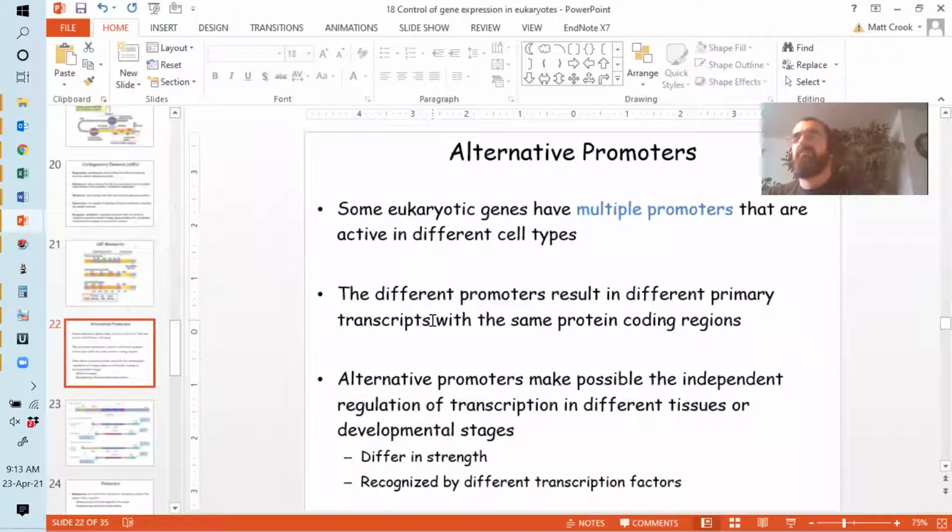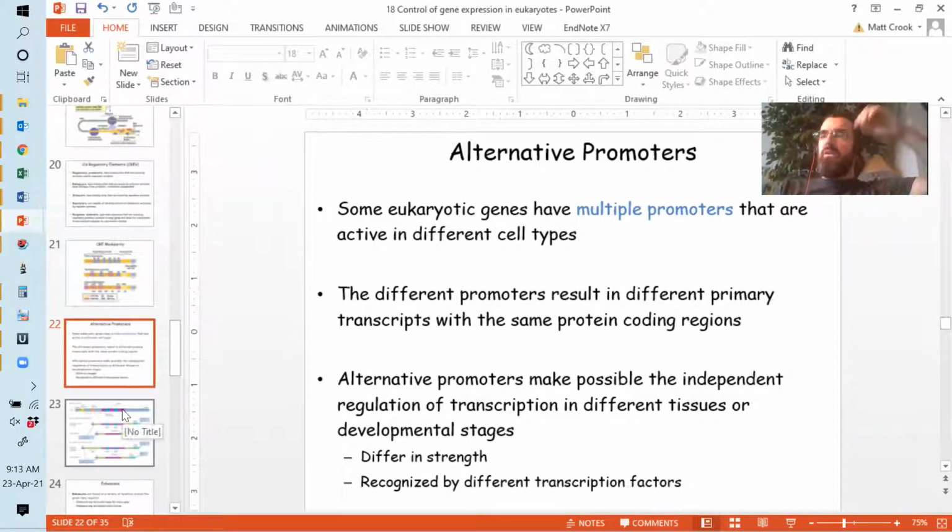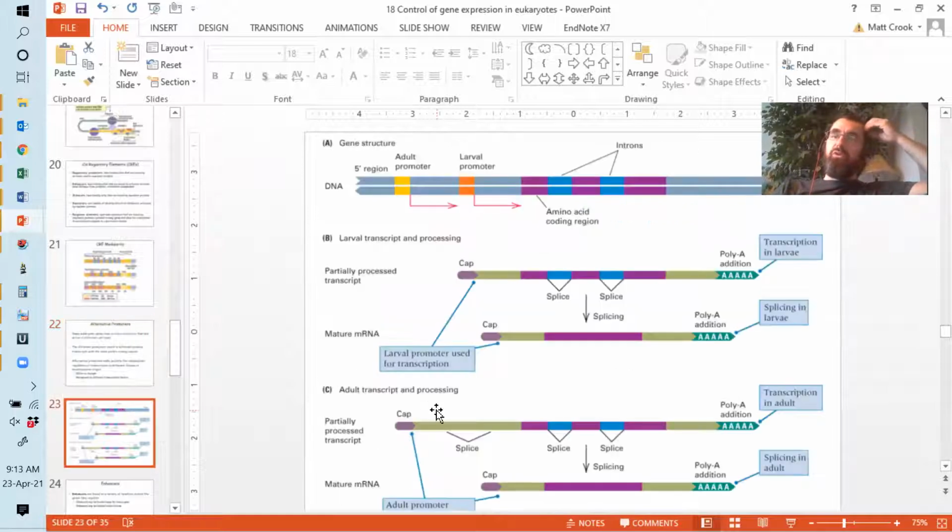So, there are lots and lots of other ways you can use this as an organism to control gene expression. The example given here is between different life cycle stages, between an adult and a larva. You're going to have a larval promoter that only comes on when that organism needs it in the larval stage, and then there's presumably a different function or use for that protein in the adult stage, and that's controlled by the adult promoter.